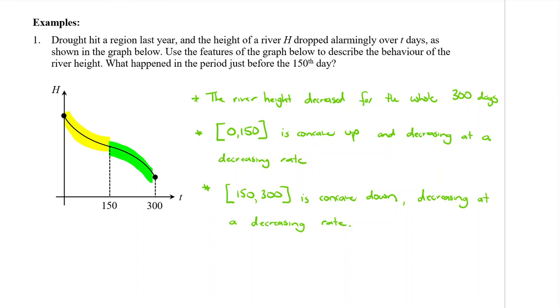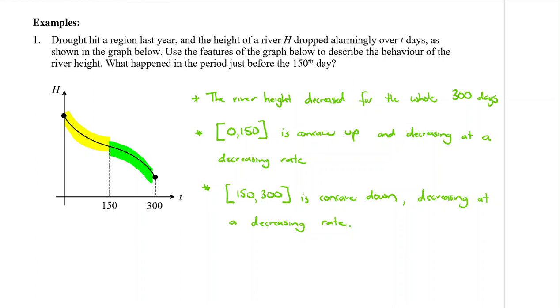Okay, so looking back at what the question was asking me to do, it said use the features of the graph to describe the behaviour of the river height. So I have done that. Then the last part says, what happened in the period just before the 150th day? Now, if we were in a drought and there was no changes to the weather, for example, rain, you would assume that the water level in the river would be decreasing at a constant rate.